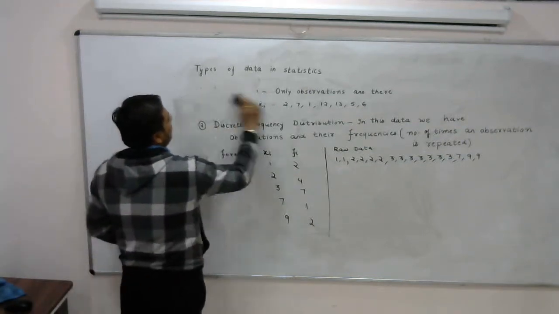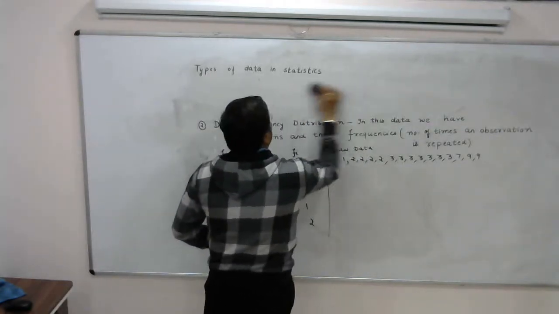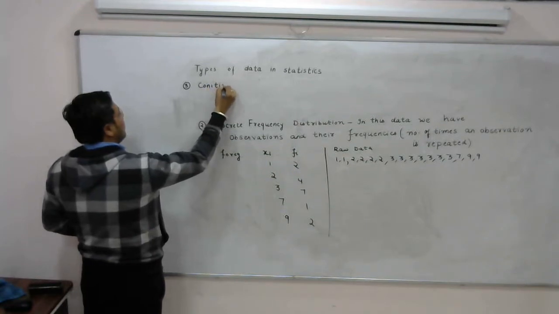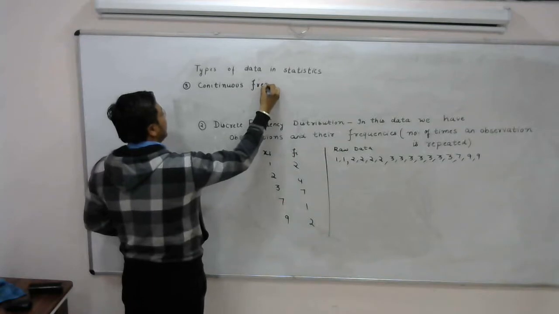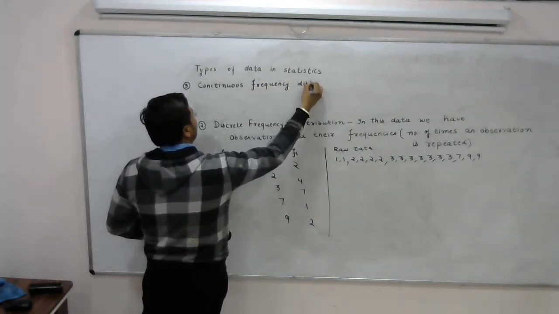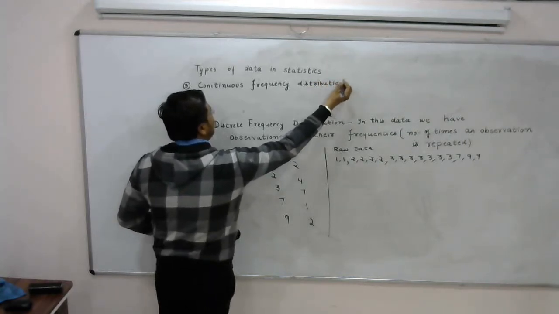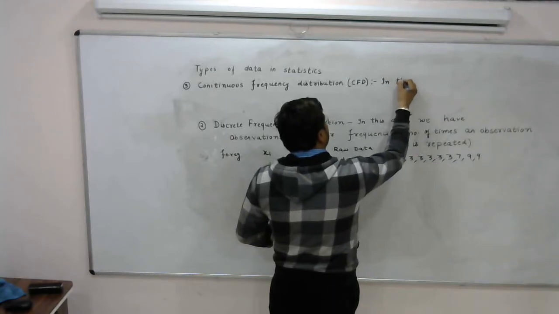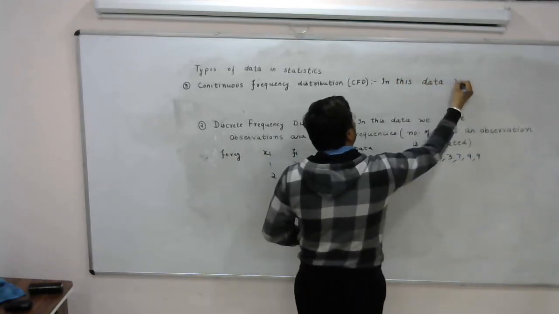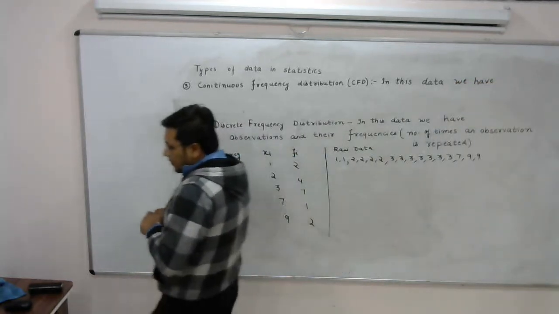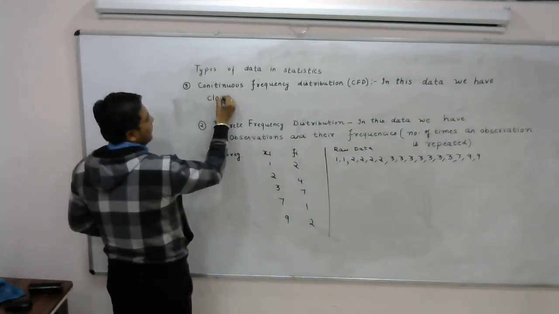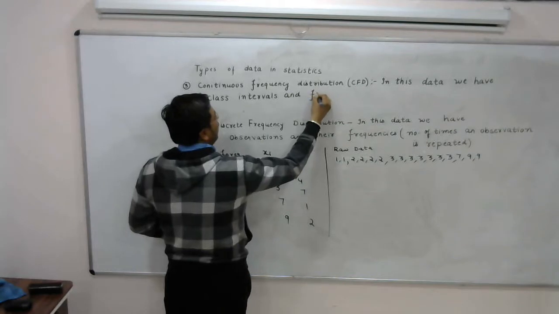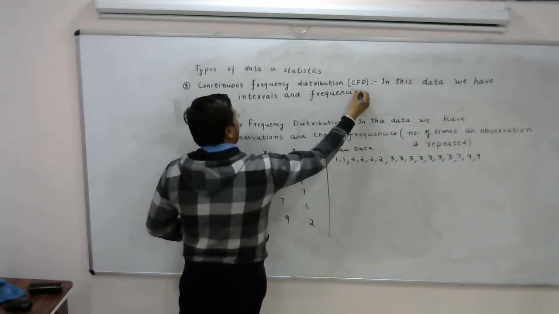Now the next, third type of data, that is continuous frequency distribution, also known as CFD. In this data, we have class intervals and frequencies.